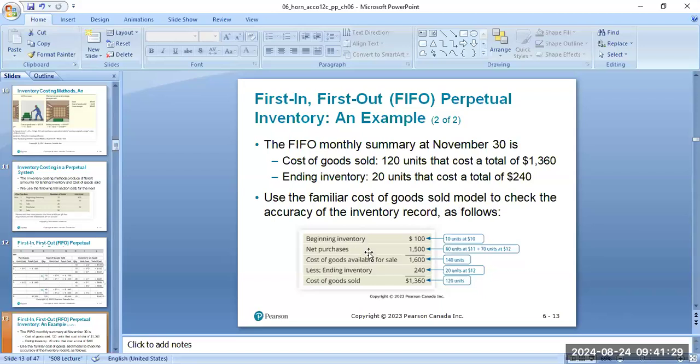Now, using the calculation that we made, we have the beginning balance of $100 plus the purchases of $1,500. That gives you total goods available for sale. Total merchandise inventory available for sale is $1,600. When we deduct the ending inventory of $240, 20 units at $12, we get the cost of goods sold, which is $1,360. Repetition, repetition, repetition.